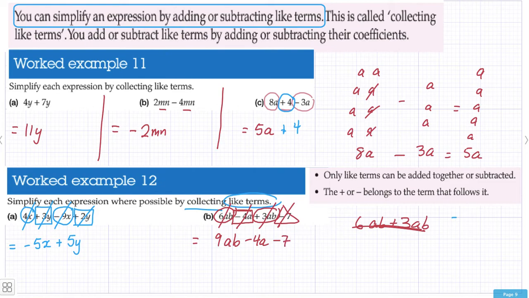So what you've done is you've taken that expression and you've simplified it by combining the AB terms together, but then by leaving the other terms because there's nothing else there to combine them with. So that's the idea of finding like terms and combining them, or collecting like terms, to simplify an algebraic expression.